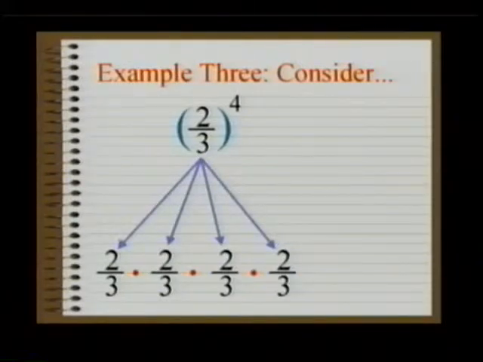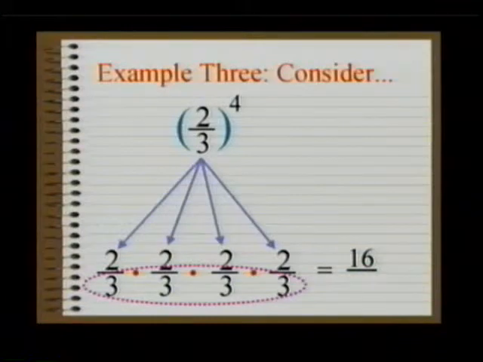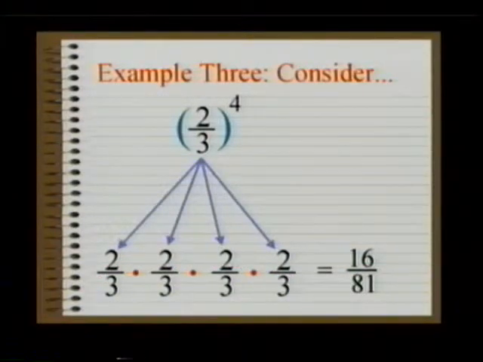Let's see, what would that be, you fraction experts? The top would give me 2 times 2 times 2 times 2, or 16. And the bottom would give me 3 times 3 times 3 times 3. You can see why we use exponents. We don't want to say all that. It would be 81. Now that's just a normal fraction with an exponent.